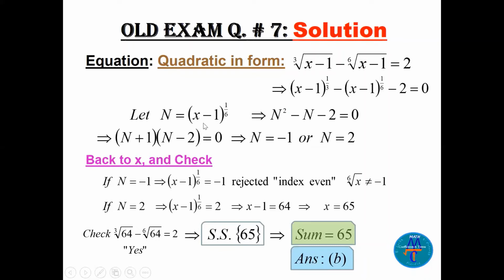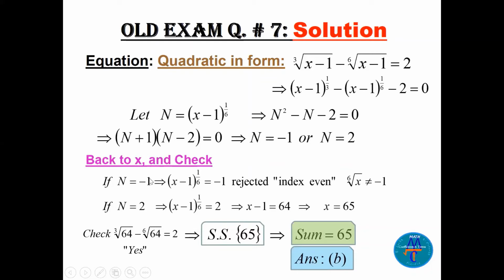So let n equal x minus 1 to the smaller power, 1 over 6. So this becomes n squared minus n minus 2. To see more examples, as I said, in this quadratic in form, please visit the Algebra course lecture 24. So we have two n's there, n equals minus 1 or n is equal to 2.